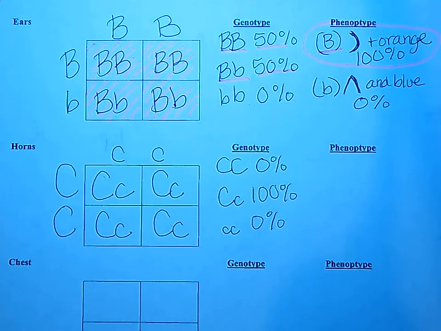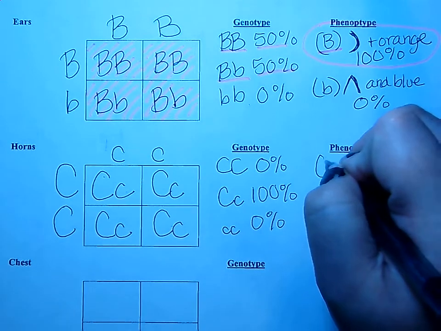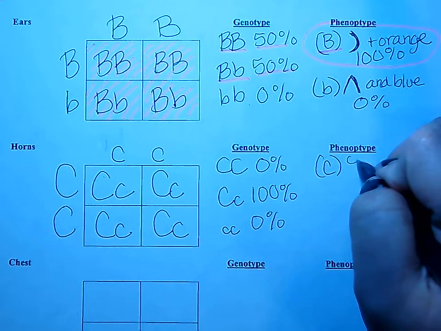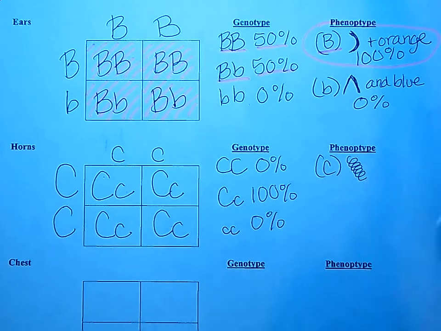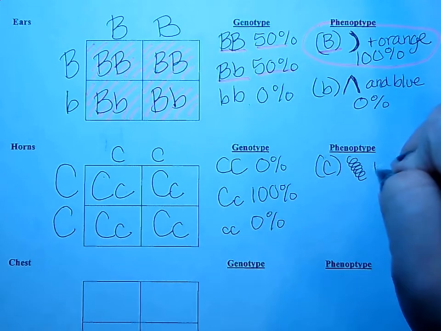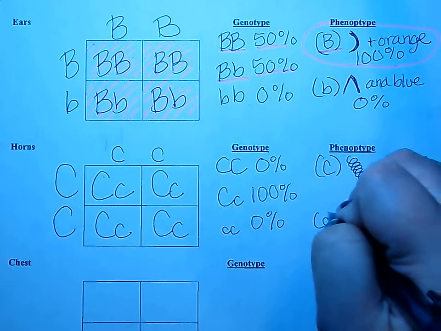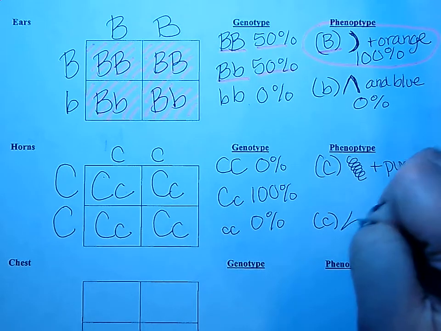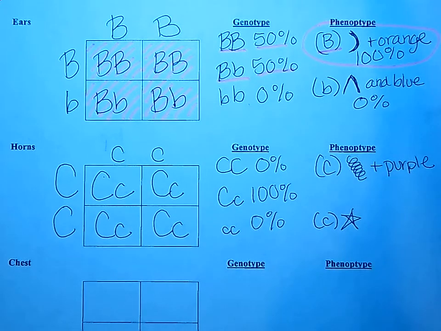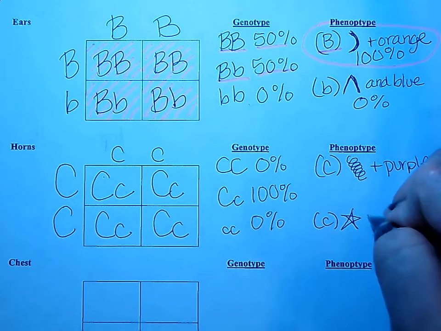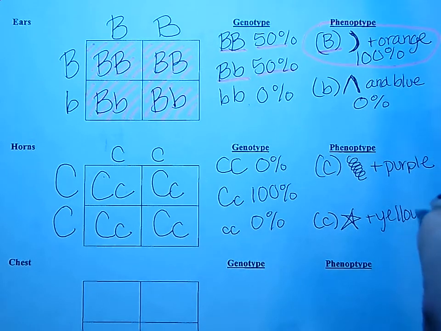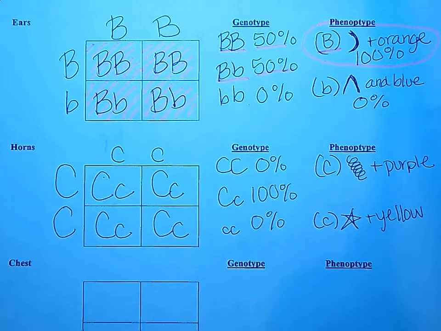All right, for phenotype, the dominant trait is spiral. So spiral, just kind of more curve. And purple. And the recessive is star-shaped horns and yellow. So remember, these are kind of like alien-like critters.